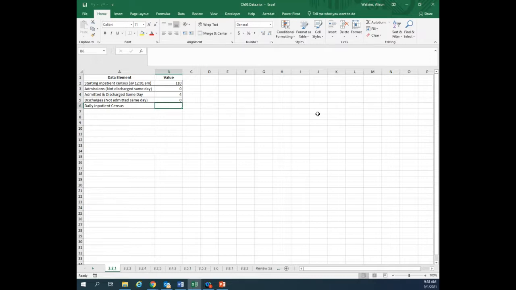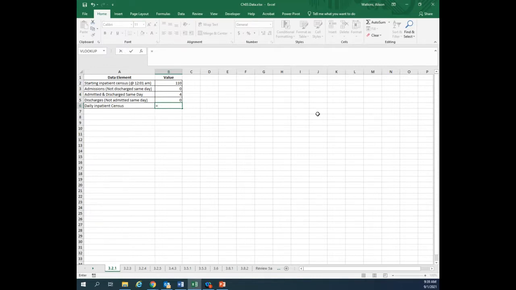But what we want to do is get some experience with working in Excel. All formulas start with the equal symbol in Excel. And what my formula needs to be is my starting inpatient census plus my admissions plus my admitted and discharged in the same day, minus any discharges where they were not admitted on the same day.